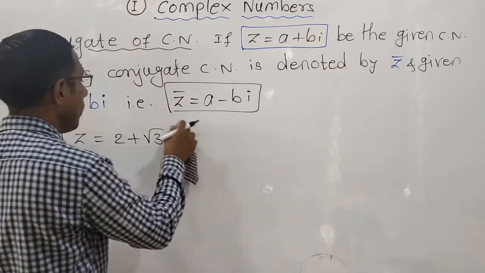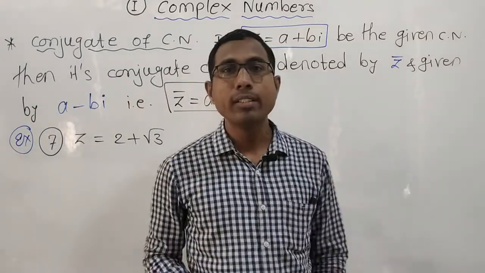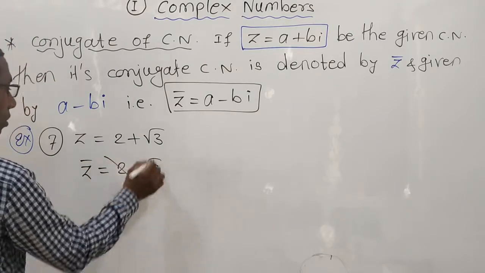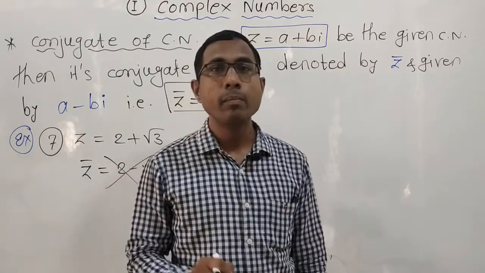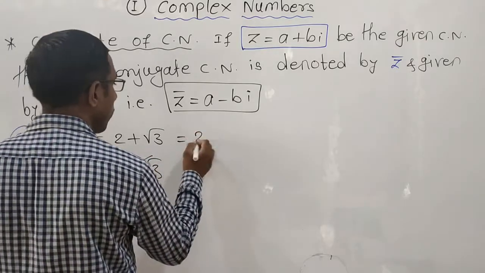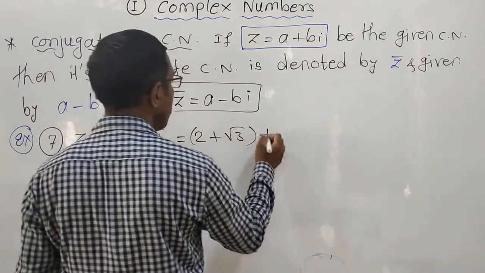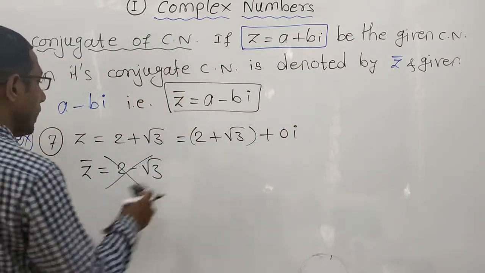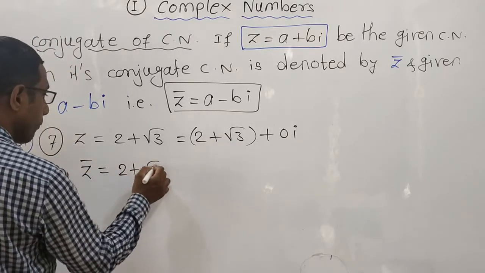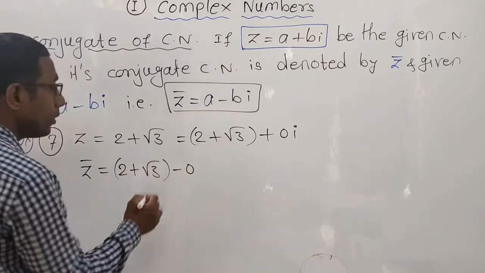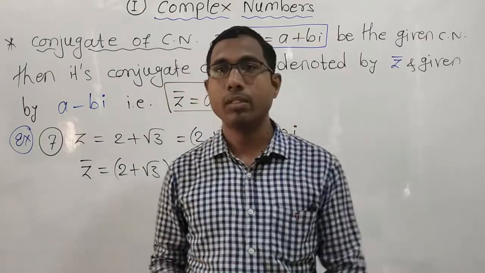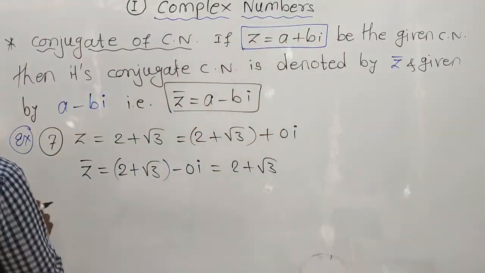Okay, it's only like this. If I ask what is its conjugate, then students write the answer 2 minus root 3, which is wrong. What is the concept? Simply reverse the sign of the imaginary part. Here this is not the imaginary part, this is real. So I can write it like this, plus 0i. Now z bar: don't make any change in its real part. So it is 2 plus root 3 minus 0i. That is nothing but simply 2 plus root 3. Again, that is one and the same number. You see?